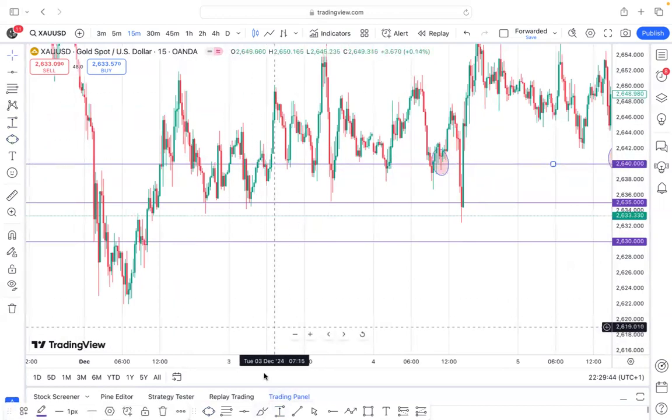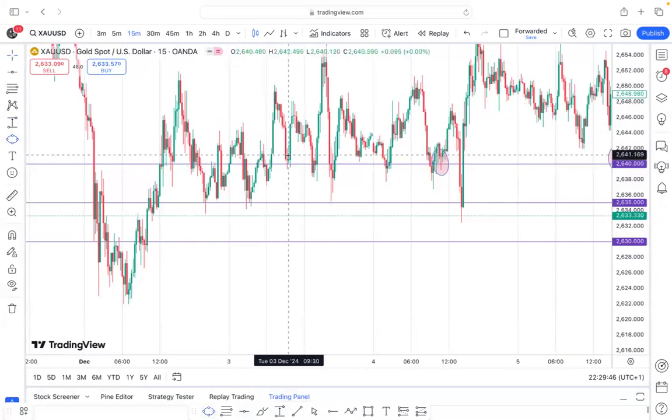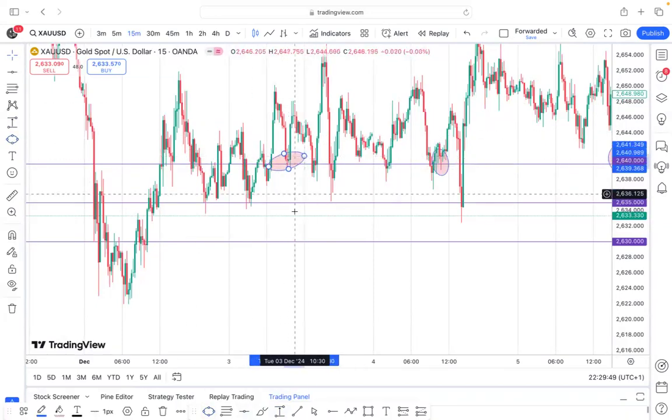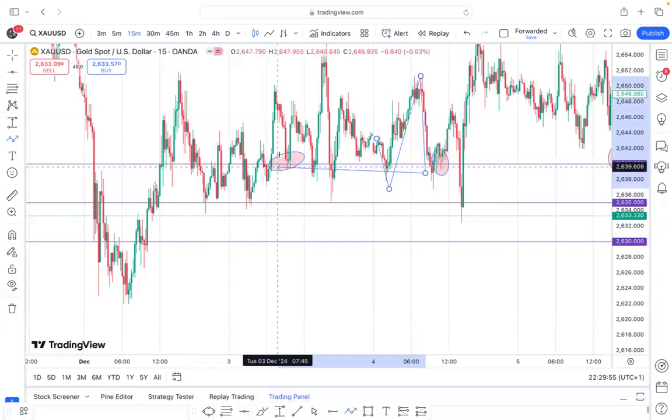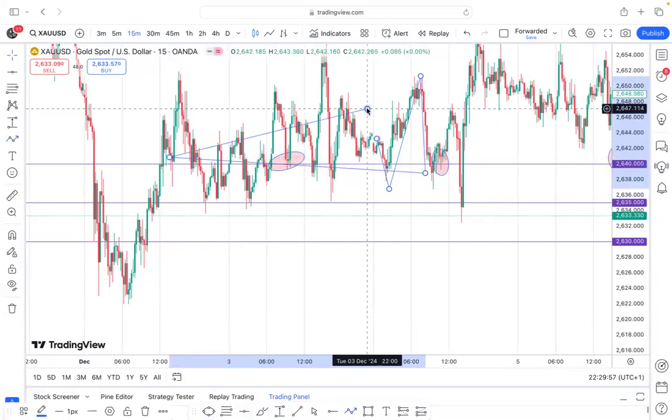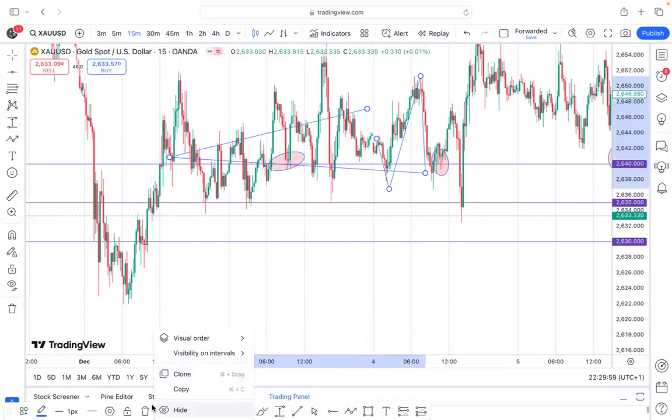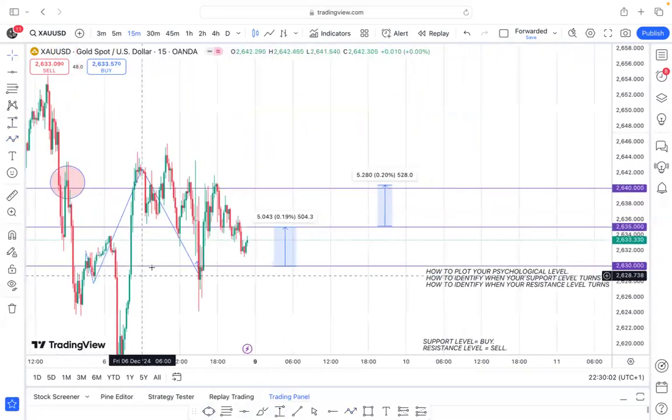Look at whenever price came there, there was always a reaction. Price is always testing it. Whenever price gets there, price will test it before price probably breaks it and uses it again in the other direction. Consider it as working. So now these psychological levels, this is how to plot them on gold.